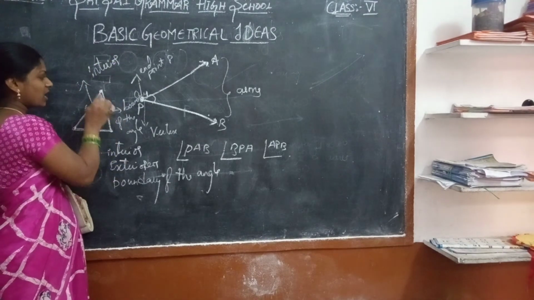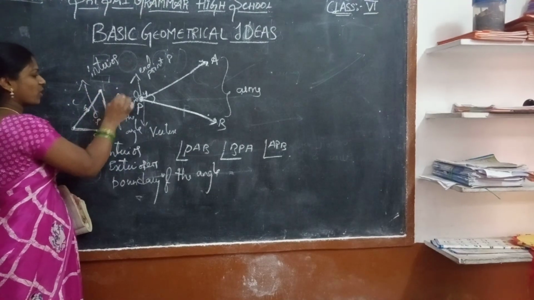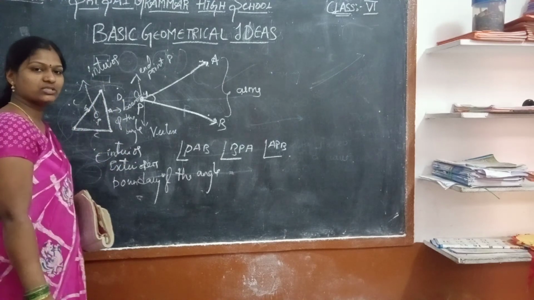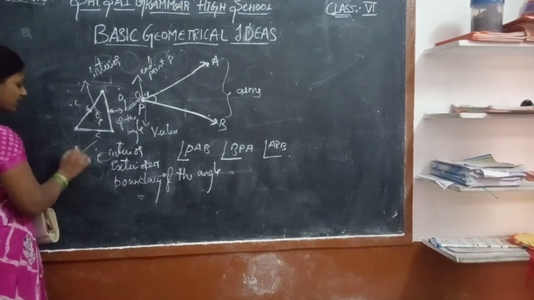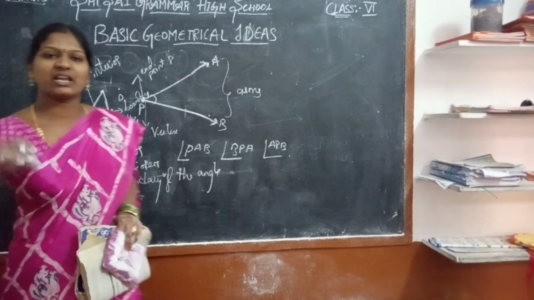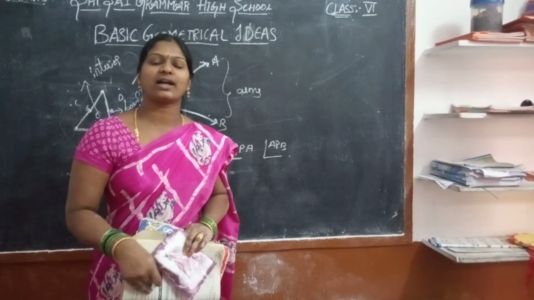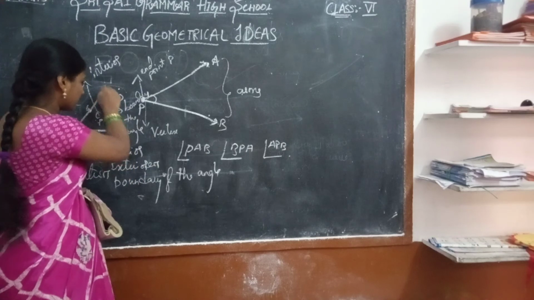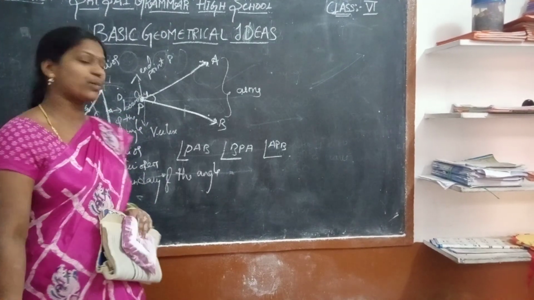The points which lie outside, your point C, your point D, your point E, these are outside. The points which lie outside are called the exterior. The points which lie inside the angle are called the interior. The points which lie on the line are called the boundary of the angle.